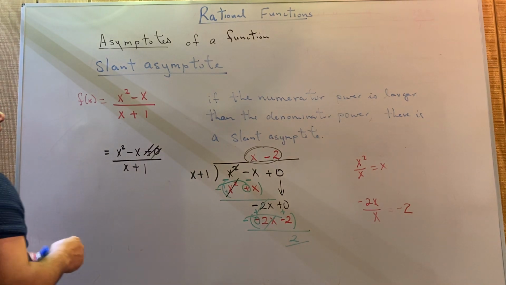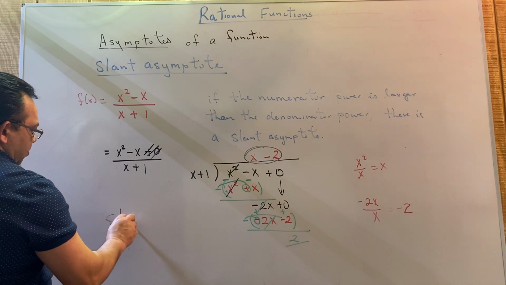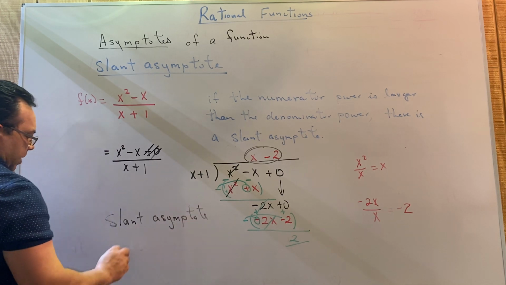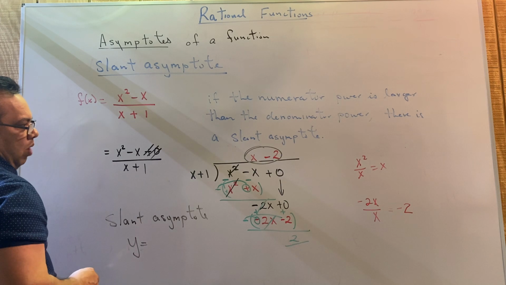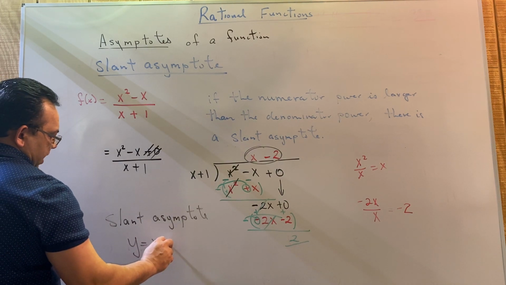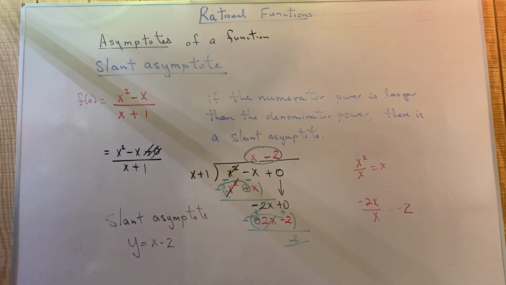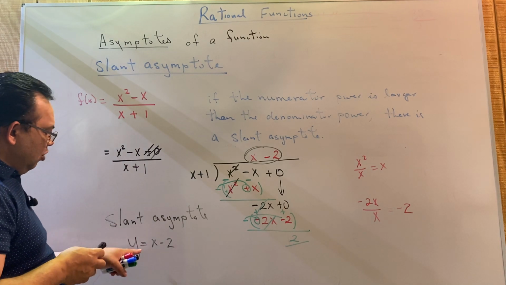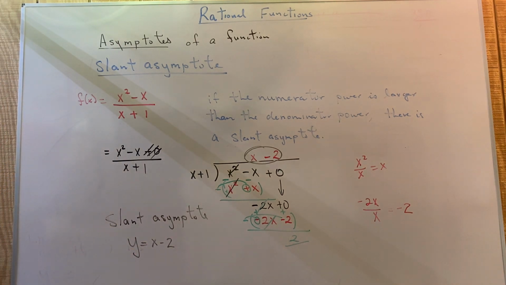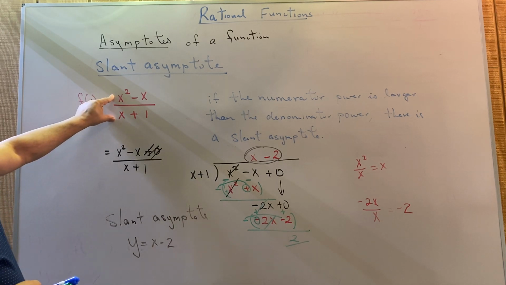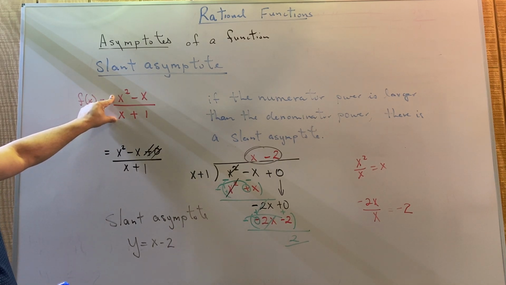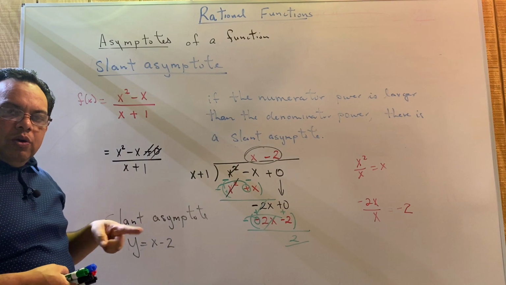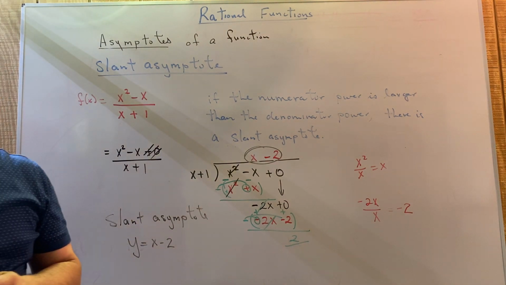So the slant asymptote here will be y equals, as I said earlier, written in the form y equals mx plus b, x minus 2, where the slope is 1 and the y-intercept is negative 2. So this is a diagonal line; the line has a slope to it. You can basically tell by looking at the equation if there is a slant asymptote. Anytime the numerator power is greater than the denominator power by 1, we will have a slant asymptote.